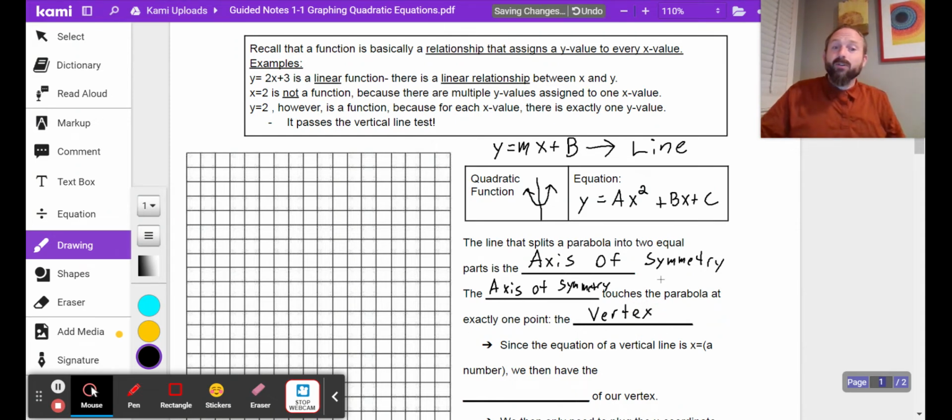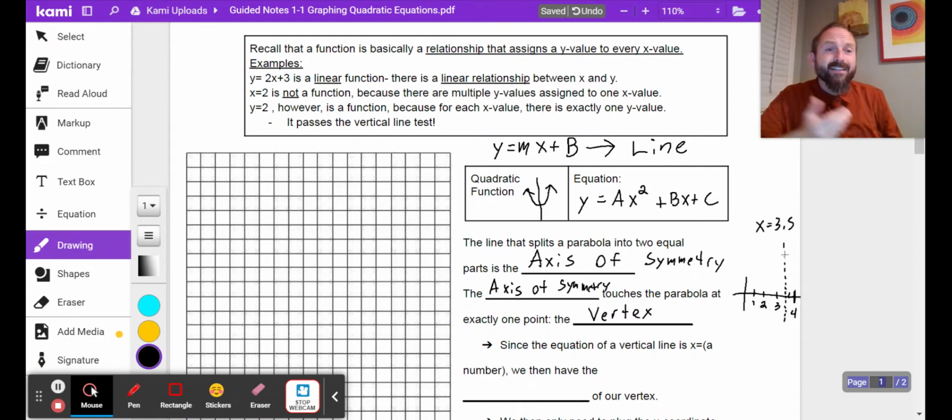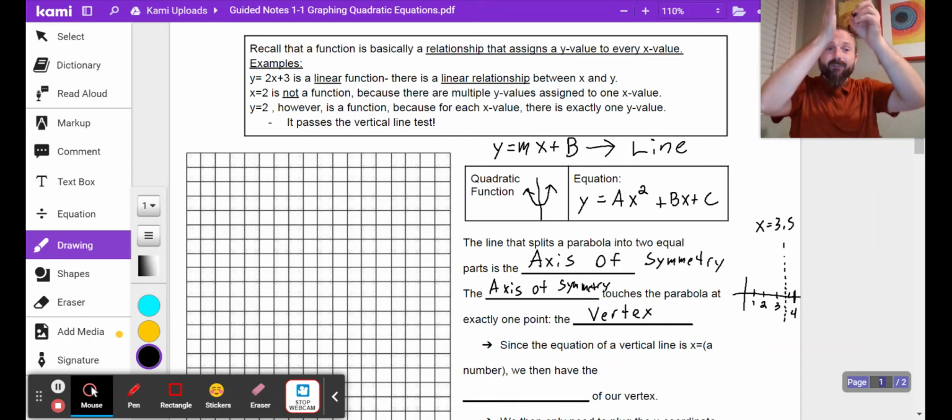Since the equation of a vertical line is x equals a number, for example, if I have something like this, just an example line I made, x equals 3.5. It's literally every point on here, x is 3.5. Now the y values are different. That's okay. But this is a function. But that's not what we're talking about now. We're just explaining that our axis of symmetry will be a vertical line going up and down.